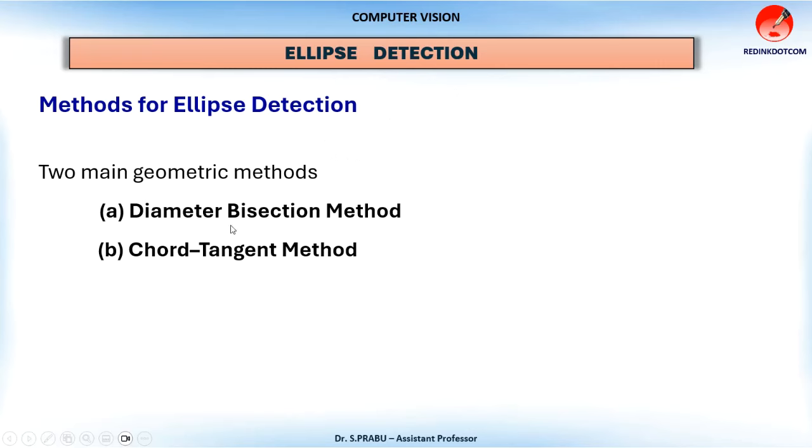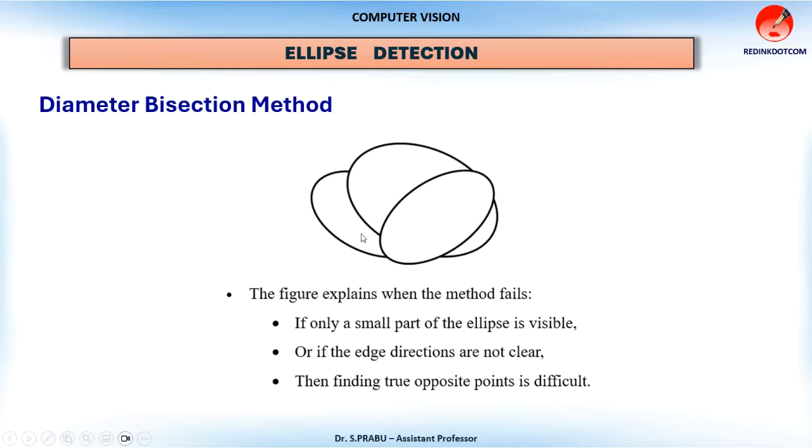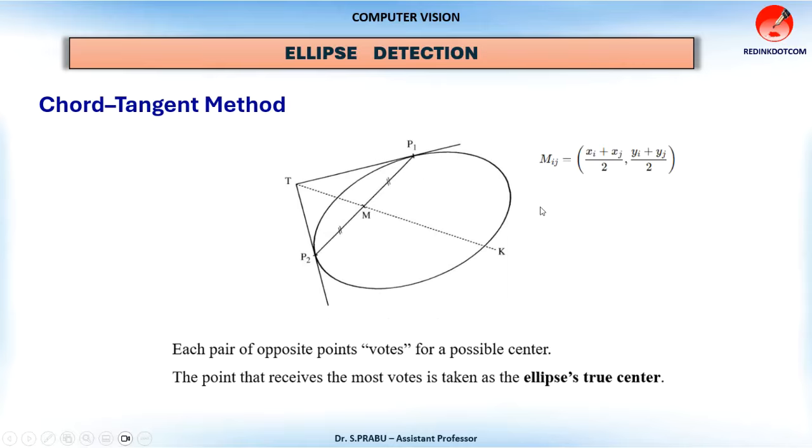First one is the diameter bisection method. In this method, 2 points are taken opposite each other on the ellipse boundary and the different votes are calculated. From the maximum vote, we can identify the center of the ellipse. But this method is not suitable for all situations. If ellipses overlap one another, it is difficult to identify the center. That's why we move to the next method called the chord tangent method.